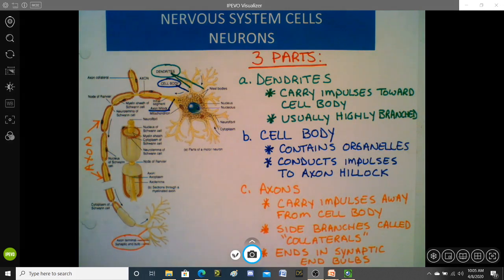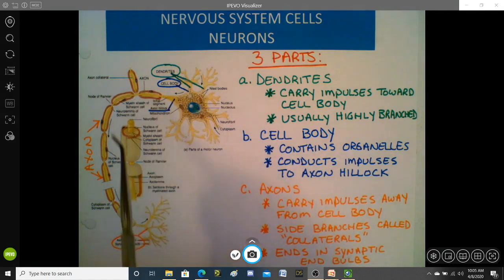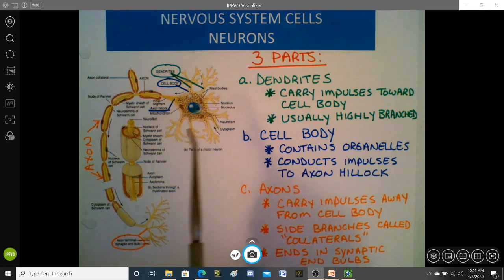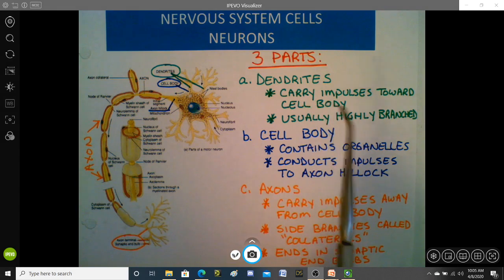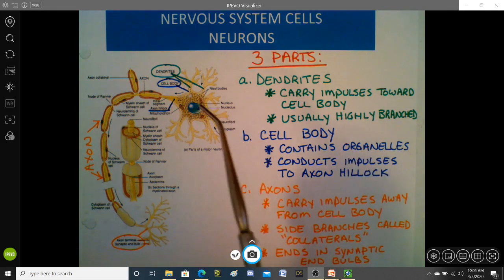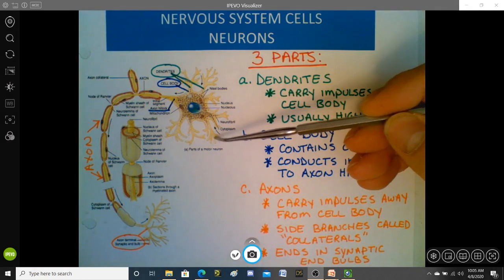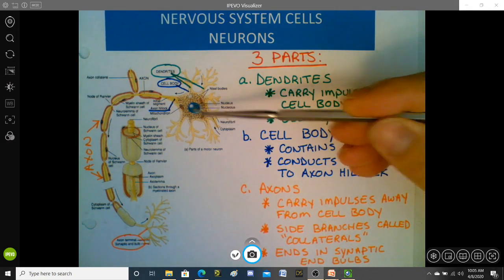All right, so let's introduce the neuron first. And so it says our neurons are made of three parts. They're a funny looking cell. You can see this is a picture of the cell right here. So it's going to have these dendrites, all these branches coming off of the cell. Those are called dendrites. They're going to carry impulses toward the cell body. So an action potential is going to reach this cell, go through the dendrite into the cell body.